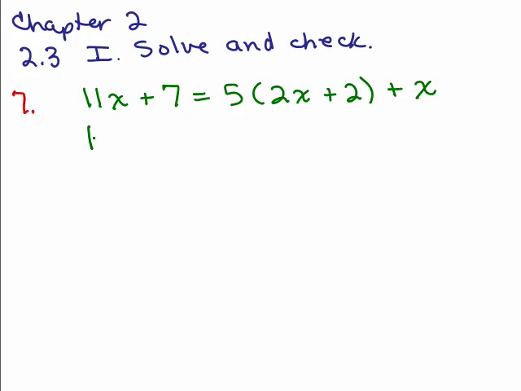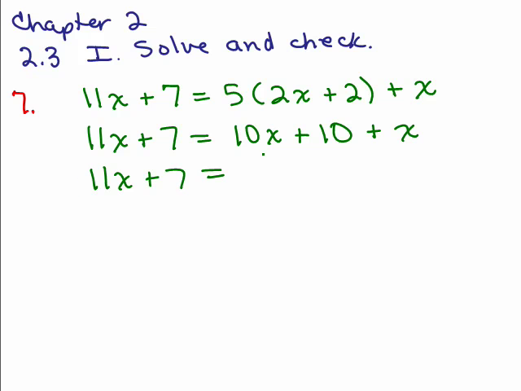So the left side is fine, 11x plus 7, we write that, and we need to do the distributive property. 5 times 2x is 10x, plus 5 times 2 is 10, plus x. And then on the right-hand side, we need to do the 10x plus x. Remember, that's the same as plus 1x, so that's 11x plus 10. This is interesting.